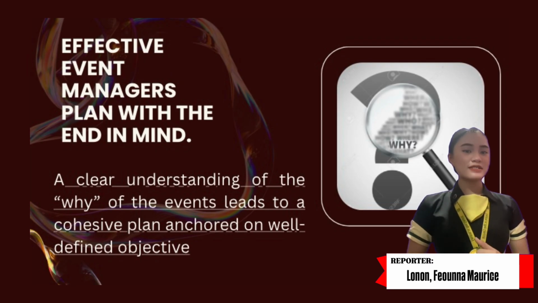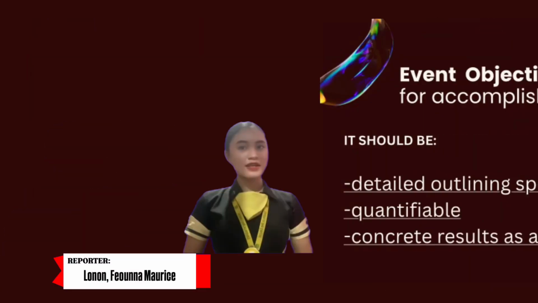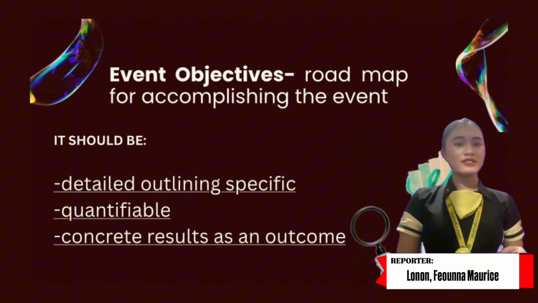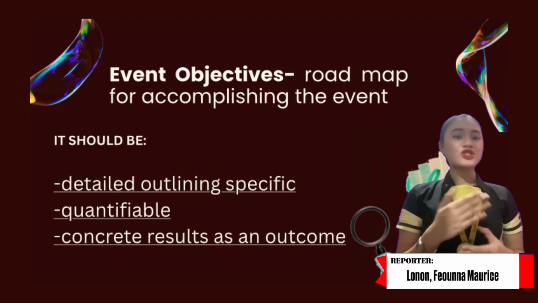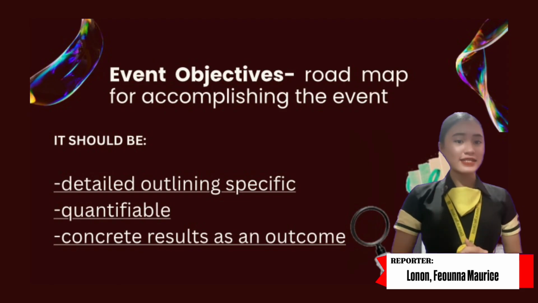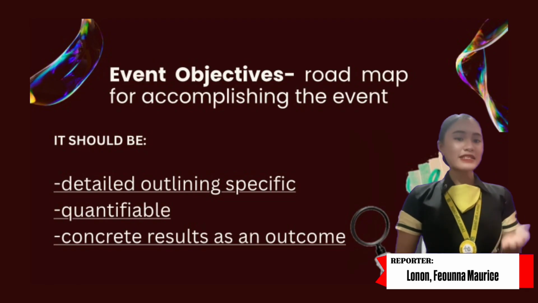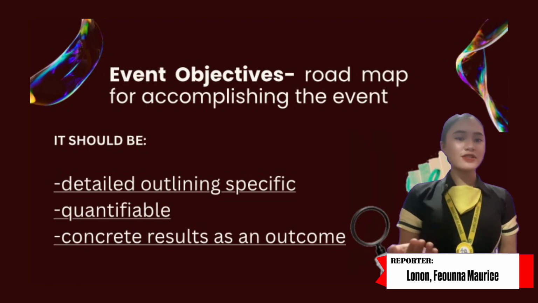An example is a fundraising type of event. If we are going to have an event to raise funds, then we have to focus on activities like donations. So a clear objective or goal is like a guide, making sure that every part of the event is connected and meaningful. Event objectives are like a roadmap because they guide us on how we will accomplish the event successfully. They should be detailed, outlining specifics: it must clearly outline what needs to be done. Quantifiable: it should be measurable, like the number of attendees. Concrete result as an outcome: this means it should have a clear outcome or result after an event.